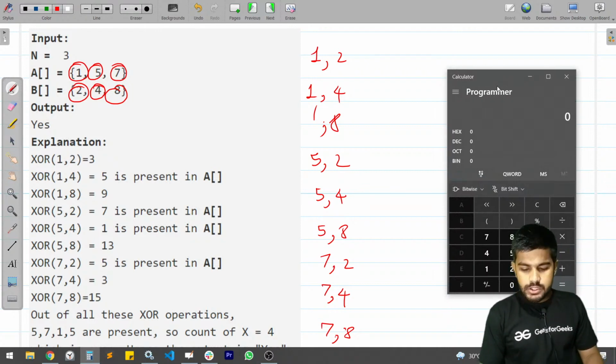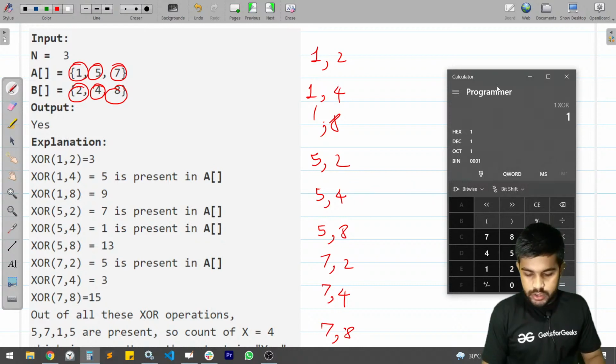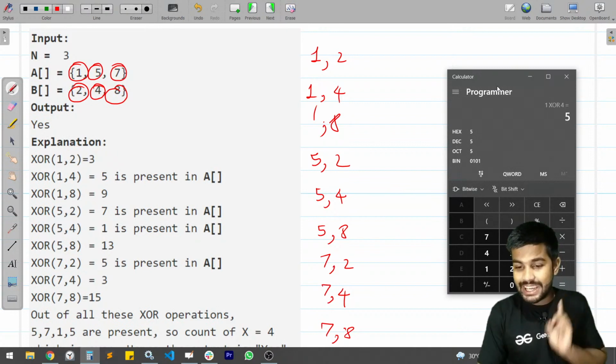So 1 XOR 2 would give us the value 3. 3 does not exist. 1 XOR 4 is 5, so it exists.